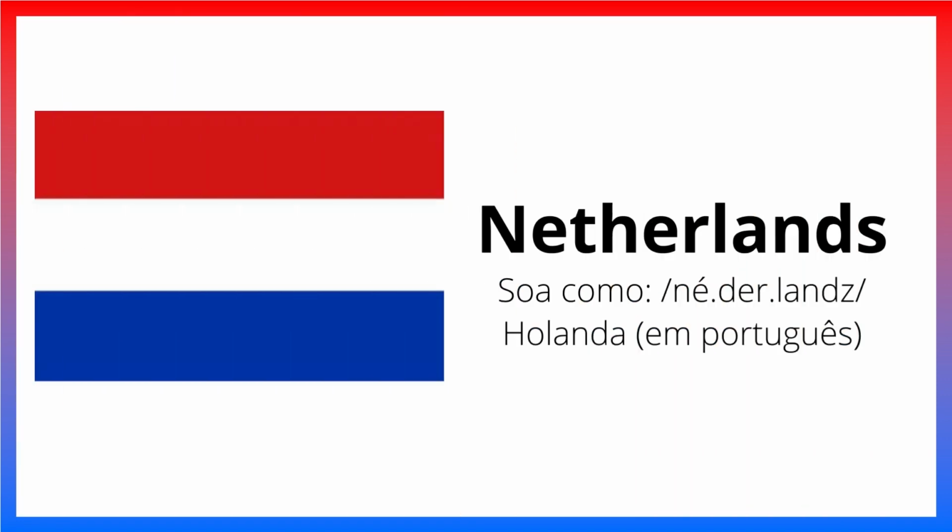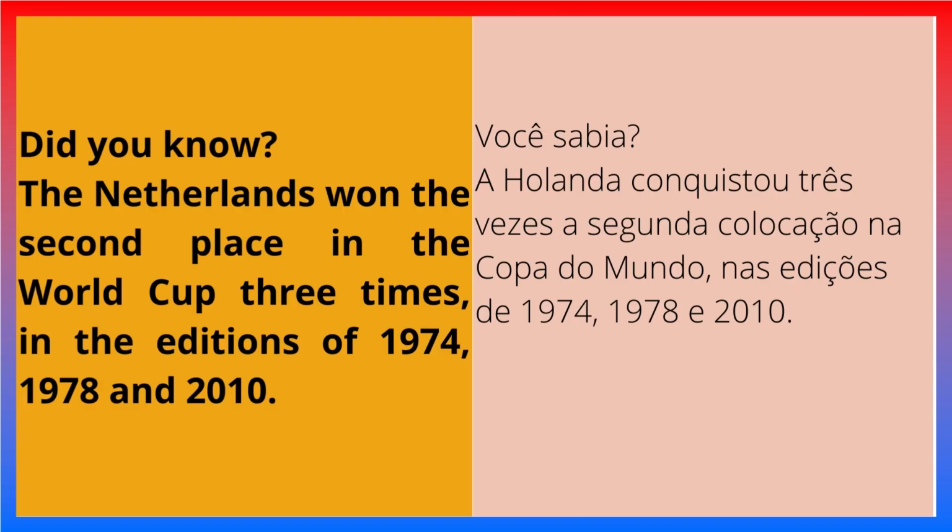Netherlands. Did you know? The Netherlands won the second place in the World Cup 3 times, in the editions of 1974, 1978, and 2010.